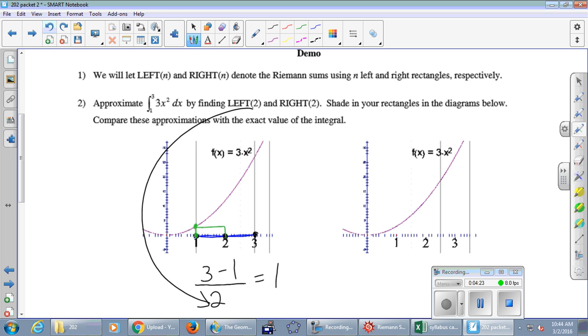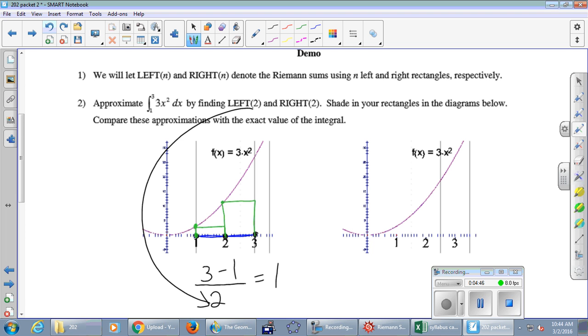Go ahead and draw the second left rectangle. And again, between 2 and 3, you pick the left point to determine the height. So hopefully your picture jives with mine.